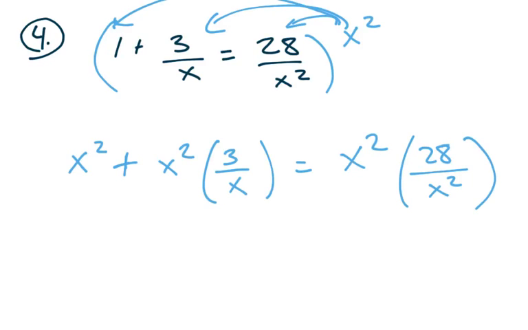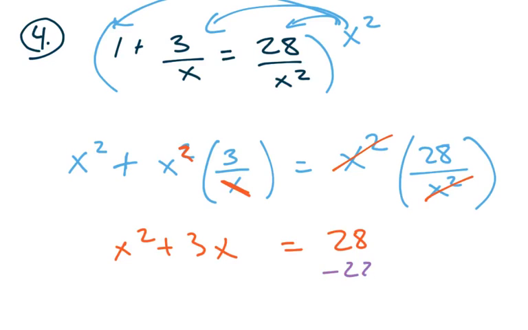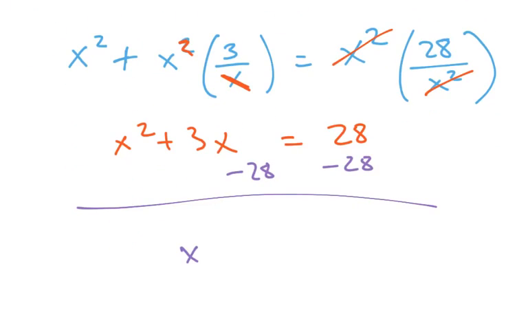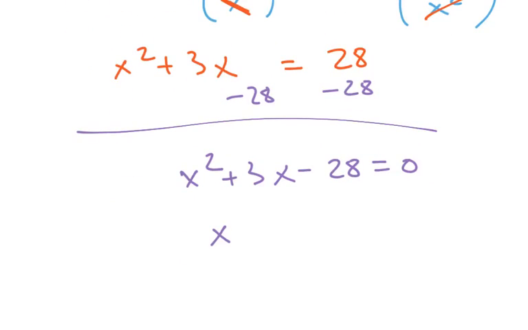Once more, the x squared and x's will cancel out and leave me with 1x. And here both the x squareds will cancel out. So we're left with x squared plus 3x equals 28. I would subtract 28 to the other side, and I would get x squared plus 3x minus 28 equals 0. This would break down to x plus 7, x minus 4 is equal to 0.